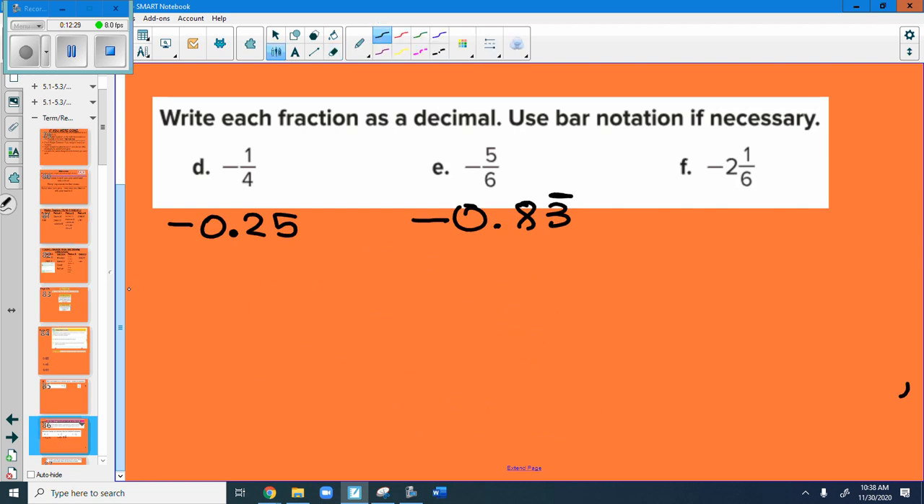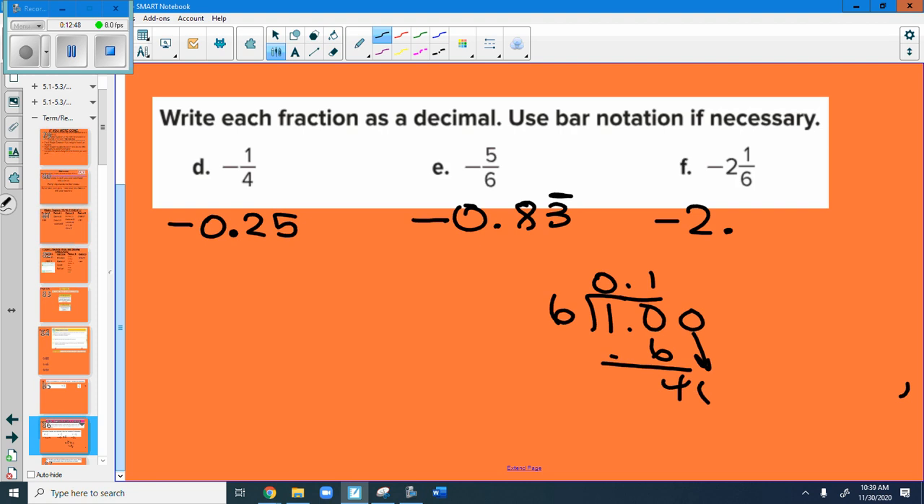Okay. Last but not least, over on the right, remember when we have a mixed number that we're changing to a decimal, if it were me, I would automatically put -2 out front, because that tells me I have -2 wholes. And then 1 divided by 6, 0 times 6 into 10. 1, subtract, we get 4. 0, 6 into 40. We had one like this, didn't we?